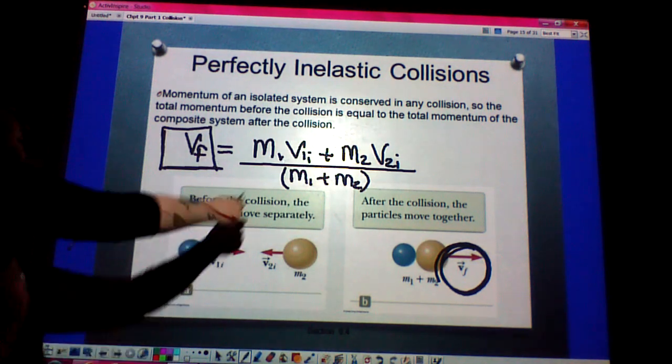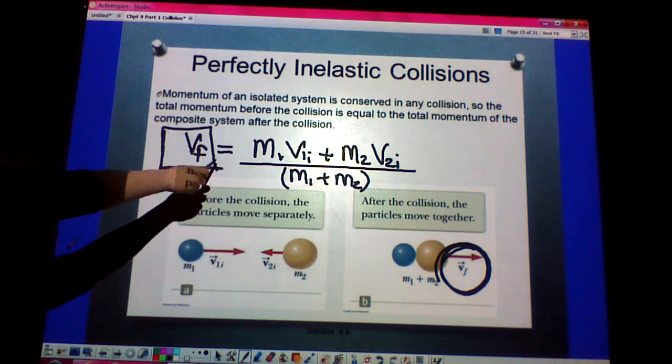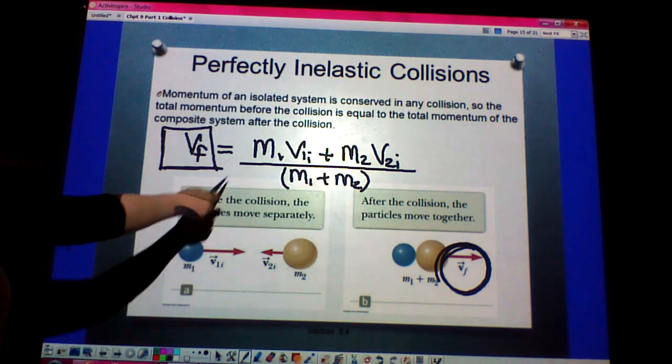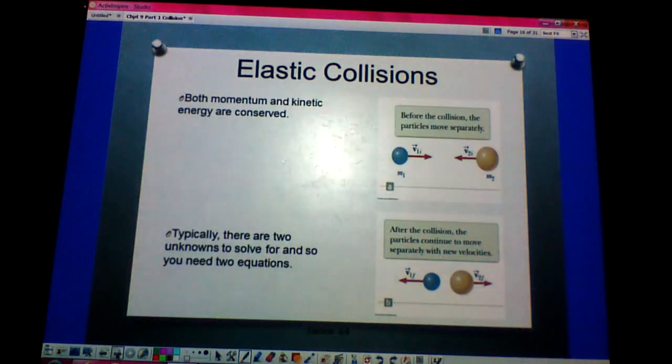I will add this to your Quizlet, so this formula will be fair game. How to find the final velocity for a perfectly inelastic collision, I would expect that you would know how to do that, or that you could derive it.